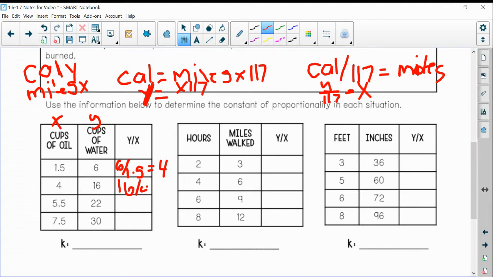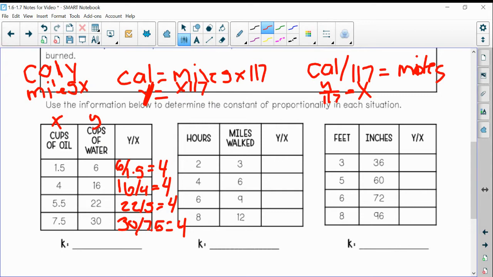16 divided by 4 gives us 4. 22 divided by 5 gives us 4. 30 divided by 7.5 gives us 4. Well, let's see. How do we get from cups of oil to cups of water?